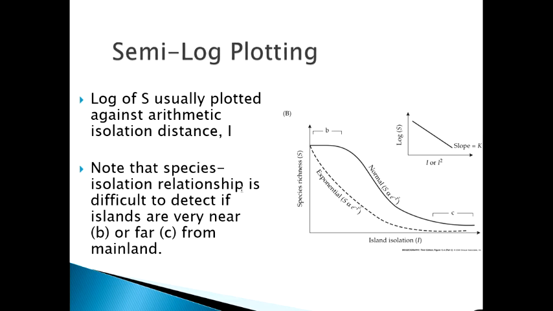This is typically plotted as a semi-log distribution, where the species richness, S, the y-axis, is logged, but the island isolation, which is just a distance measure, is not, and that typically results in this negative slope diagram.